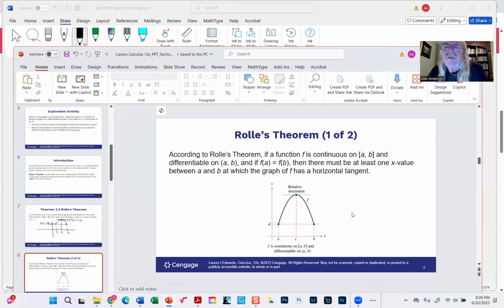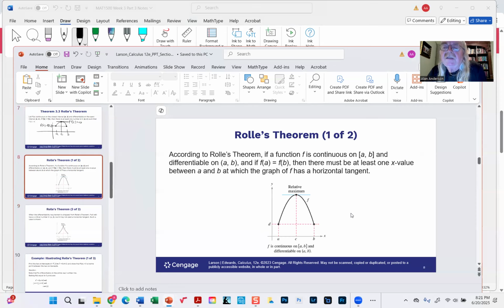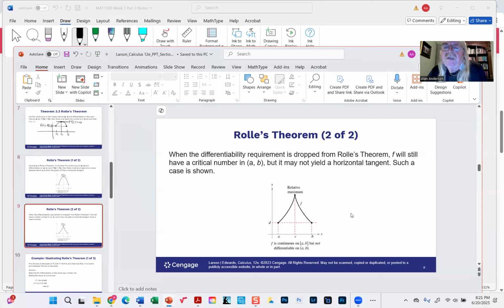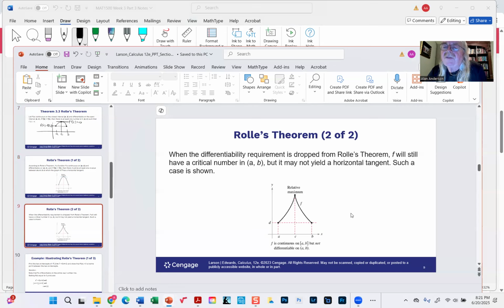Oh, here's a good example. So here would be a case where all of those conditions are met. Now, if the function is not continuous everywhere from a to b, you might run into this situation. So you can still have a critical value, but that doesn't necessarily guarantee us a horizontal tangent.